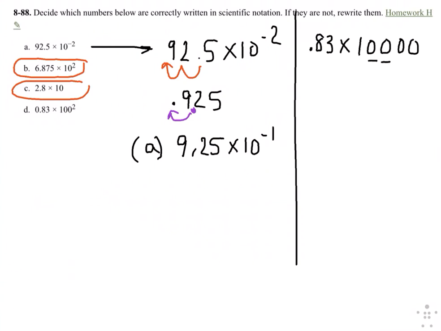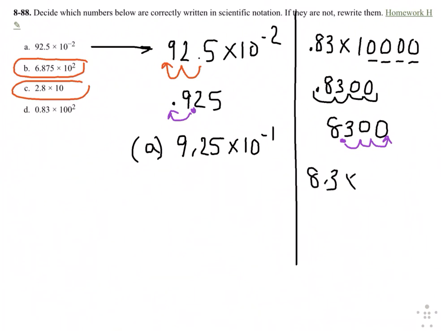So 1, 2, 3, 4. So this is really, the number is really 1, 2, 3, 4, 0, 0. So the number is really 8,300. Now 8,300 in scientific notation, I need to put the decimal point here and then count how far to get it back to where it was. So that's 1, 2, 3, right? So this is 8.3 times 10 to the third because we had to go 3 places to the right.